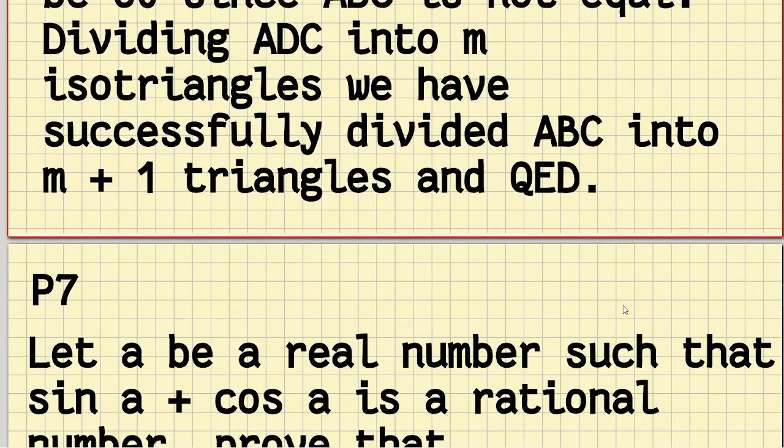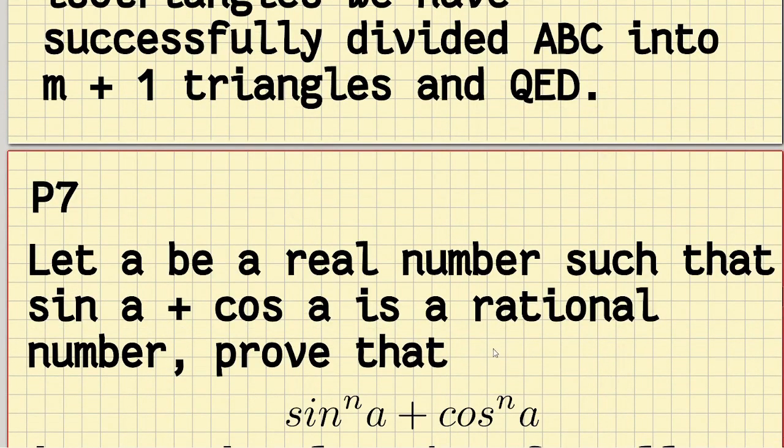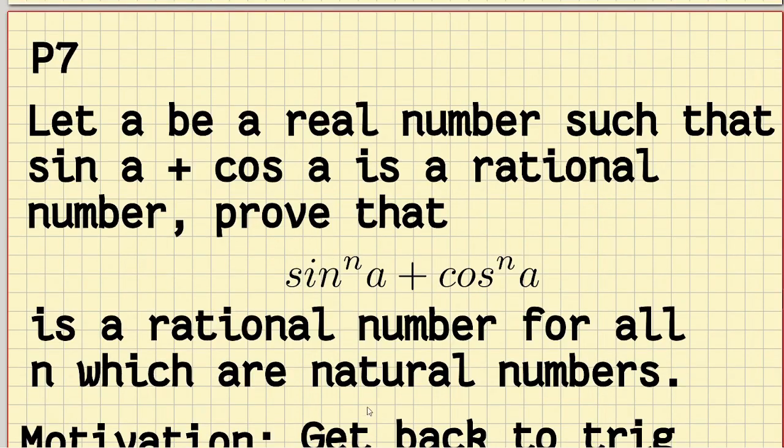Now I will move to problem 7, which is: let A be a real number such that sin A plus cos A is a rational number. Prove that sin to the power n A plus cos to the power n A is a rational number for all n which are natural numbers. See, this is a problem which requires some trigonometry, and I will say more on the trig basics. So first I will try to motivate by talking about the base case.